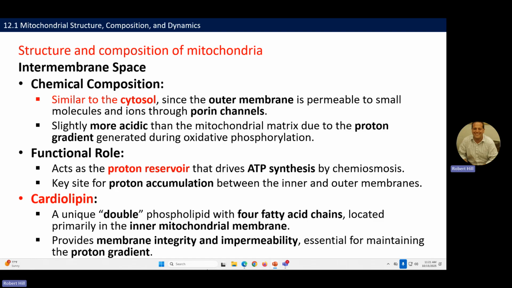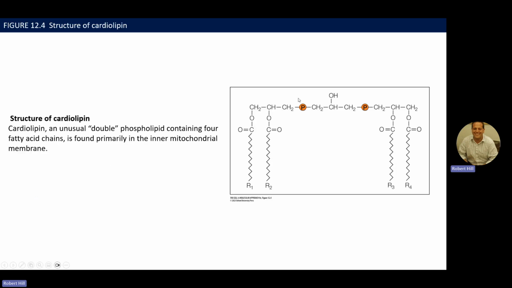So the inner membrane is made up of a special phospholipid called cardiolipin. And the structure of cardiolipin really makes it very, very sticky. It's like two phospholipids stuck together. And these are very abundant in the inner mitochondrial membrane. And it makes the membrane impermeable to protons.